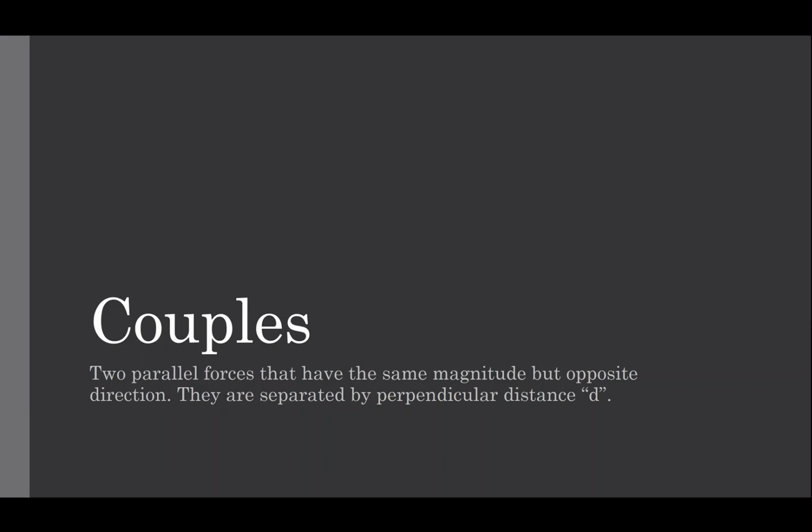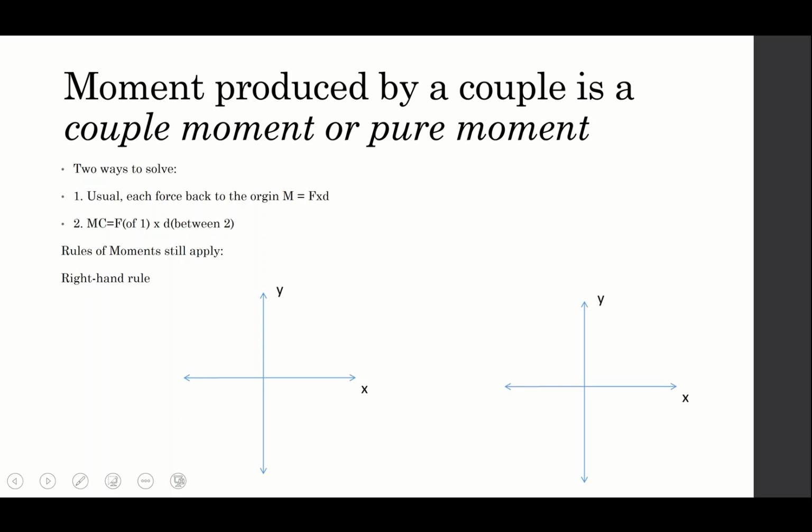So you can do these one of two ways. You can solve the usual way like we've already been doing with moments, saying, okay, here is this force, it's headed in this direction, here's my distance, doing those separately. Or if you can identify a couple in your problem, there's kind of a cheat system to it, and it's called a couple moment or pure moment. The moment of that couple is equal to the magnitude of one force times the distance between the two of them. Okay, so that doesn't make a ton of sense right now, but it will.